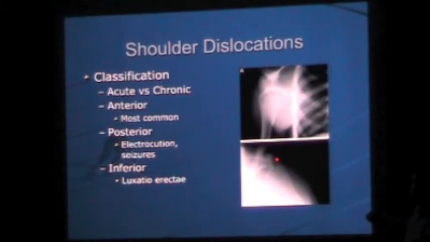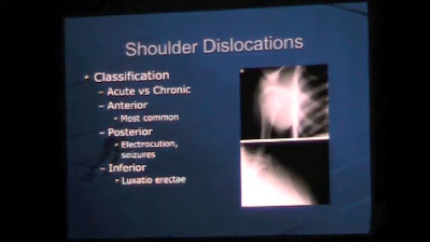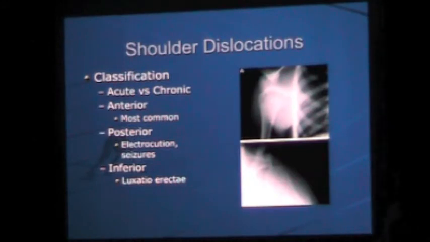But you can see here the humeral head is down below the glenoid. And this is an attempt at a scapular Y, and you can see here is the glenoid, and this is the humeral head, and it's anterior inferior, so it confirms that we have a dislocation. Anterior is most common. Posterior, you usually see in patients that have seizures or have been shocked or electrocuted. Other than that, you're not going to really see a lot of posterior dislocations.